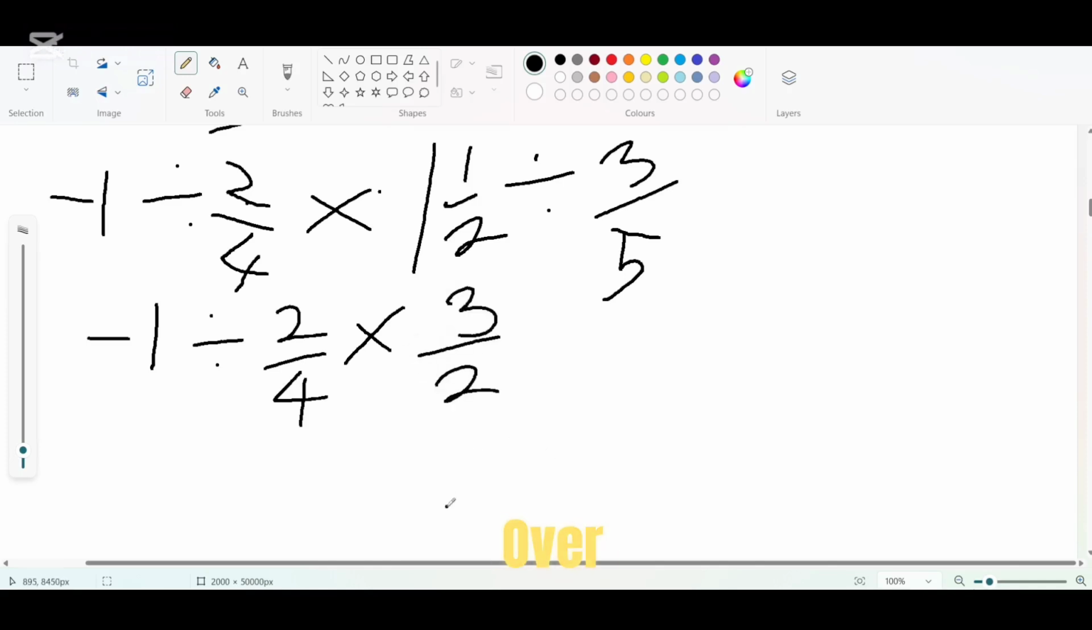How did we get 3 over 2? So this 2 multiply this whole number 1. That is 2 times 1, 2. Now plus the 1 here. So 2 plus 1, that's going to be 3. That's how we got this. Now divided by 3 all over 5.